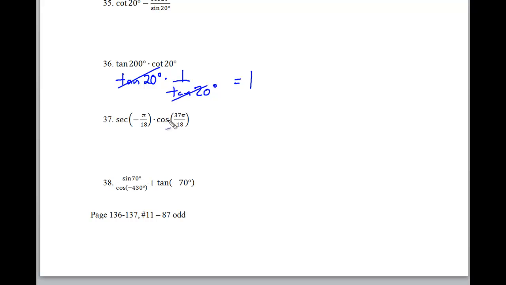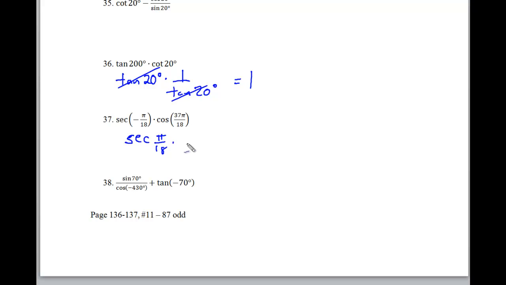All right, now secant and cosine right there. This is going to use some odd-even properties, because secant is even, which means that if we take the secant of a negative rotation, it's going to be the same thing as the positive rotation, because secant and cosine are even functions. So this is just going to be written as secant of pi over 18. Again, the negative is equivalent to the positive.